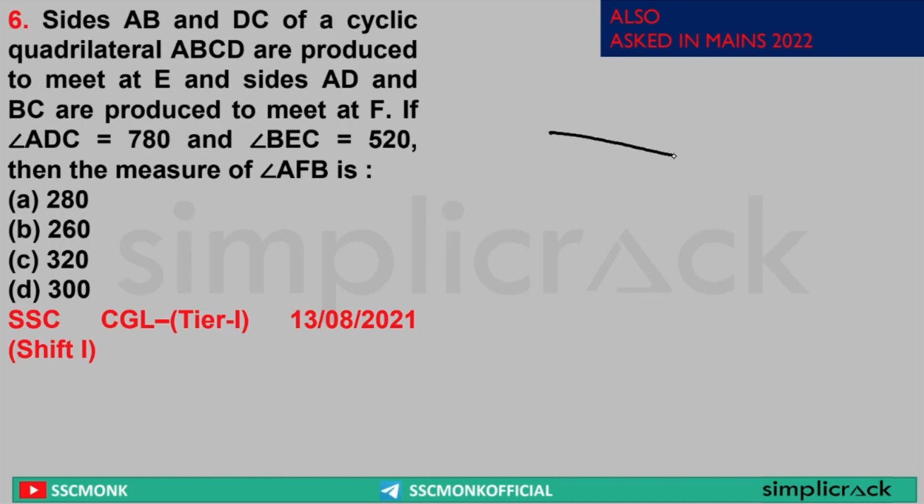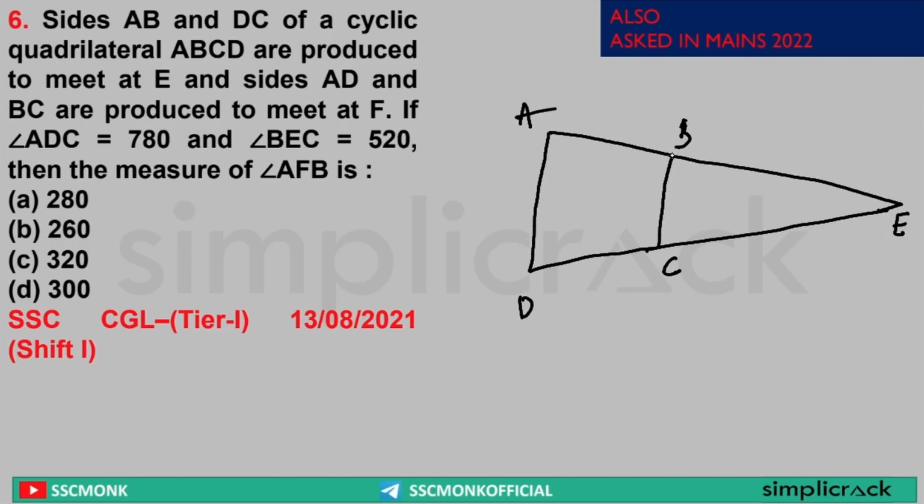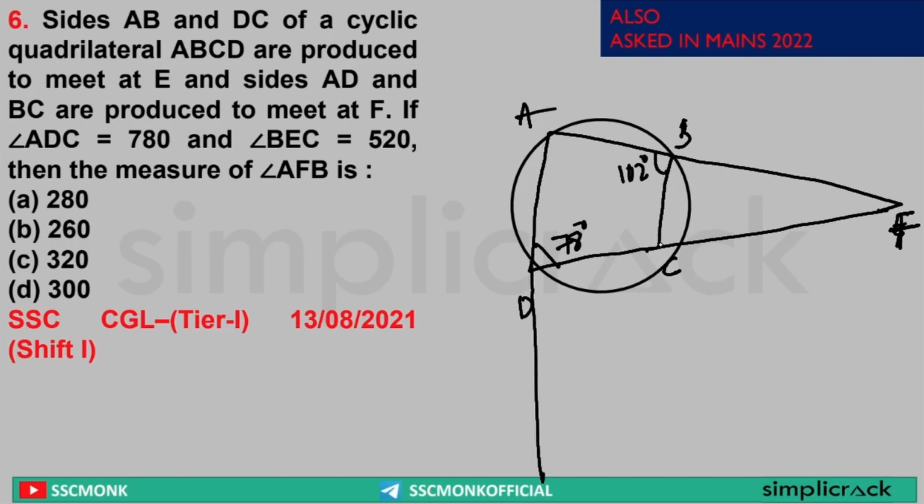Next. Sides AB and DC of a cyclic quadrilateral ABCD are produced to meet at E. So let's say ABCD. This was a cyclic quadrilateral. Now these are produced at point E. There is a circle that has gone through this. Let's say this is the circle. It is saying, oh sorry, this point is F. If ADC is equal to 78 degrees, this will be 102 degrees. Simple. If BEC, okay, let's say they meet at F, my bad. So this is E, this is F. ADC 78 degrees, BEC is 52 degrees.